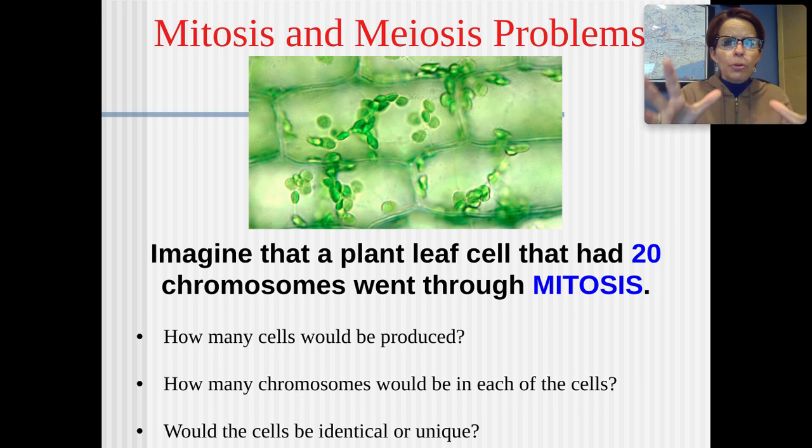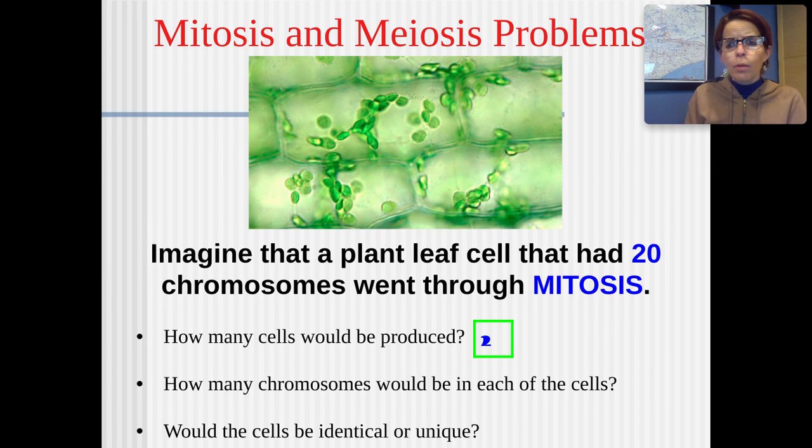So let's try just a couple quiz questions for you. Imagine that a plant leaf cell, so leaves are not reproductive structures. They're just part of the body, like my hand or something. Imagine a leaf cell had 20 chromosomes and it went through mitosis. How many cells would be produced? Mitosis produces two cells.